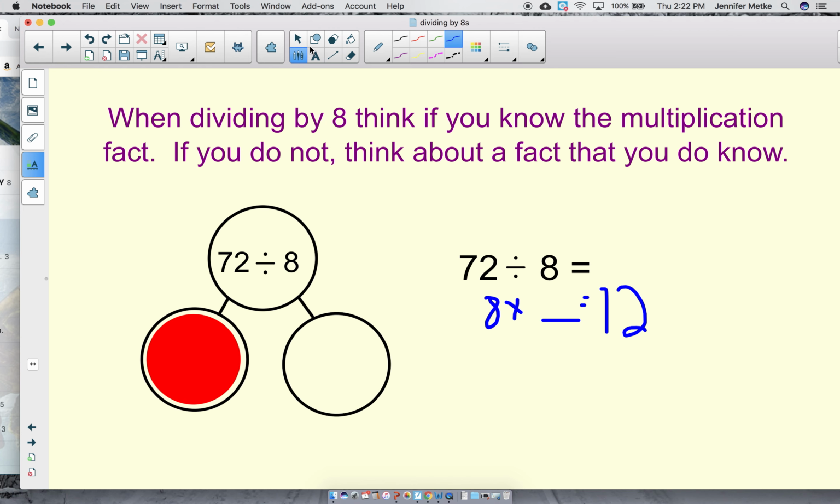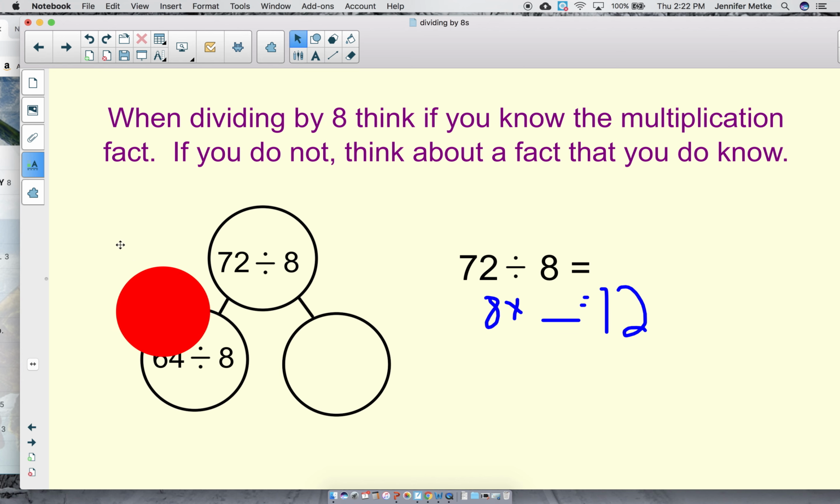But again, if I don't know it, then I'm going to move to the next most efficient way, and I'm going to think, what fact do I know? So I've already told you that I really like facts that end equaling 5. It makes things easier, but I want to show you a different division fact to show you that it works for anything. It doesn't have to be a 5. So maybe in this case, I know 8 times 8 is 64, right? That's a fact a lot of students know.